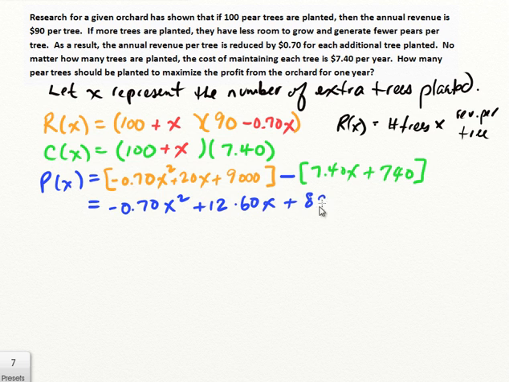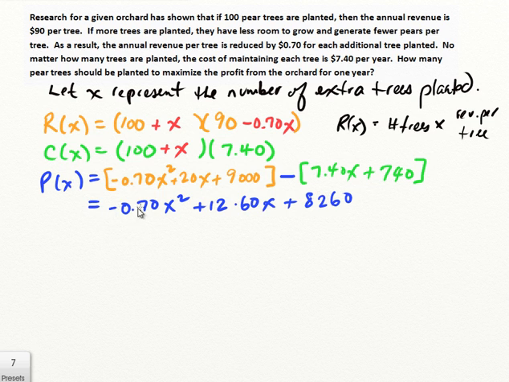8260. And I should feel pretty good about this 8260 value because the revenue for the orchard, if there were no costs involved, is 9,000. But once we account for the cost of maintaining each tree, the profit coming in is only $8,260. So there's $9,000 in revenue coming in, but once we account for the cost, you can see our profit is less than 9,000. So that tells us that we're on the right track.